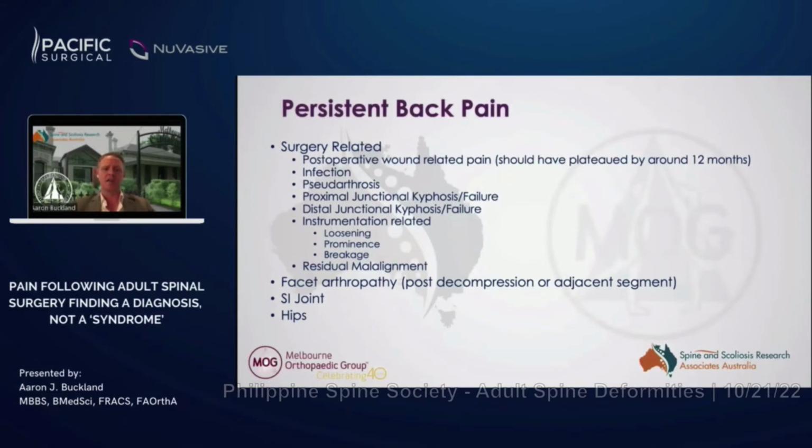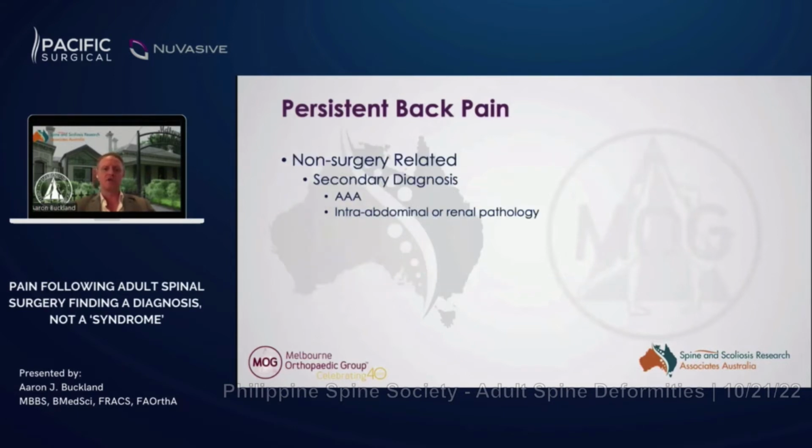And then there are other things above or below where you've done your fusions. Facet arthropathy, sacroiliac joint pathology, and don't forget the hips and knees for that matter. There are non-surgery related back pain that we need to think about. Particularly, you don't want to miss intra-abdominal pathology and you don't want to miss a AAA. So always in the back of my mind, I'm thinking these things where I can't find an obvious source from the surgery site.